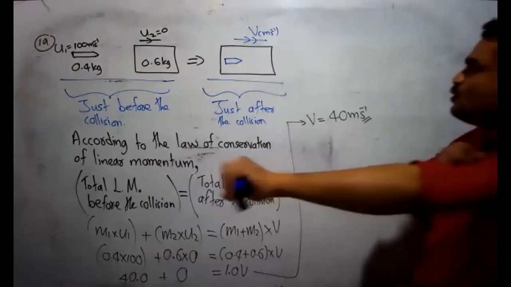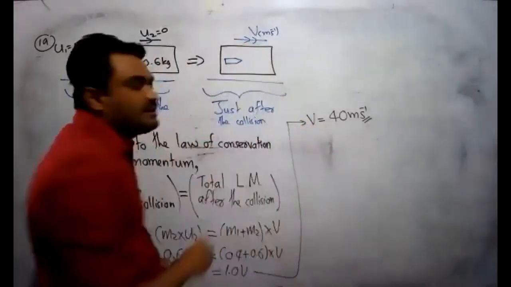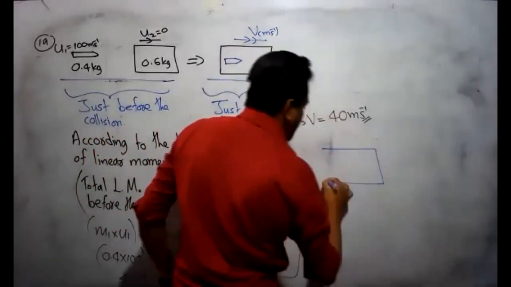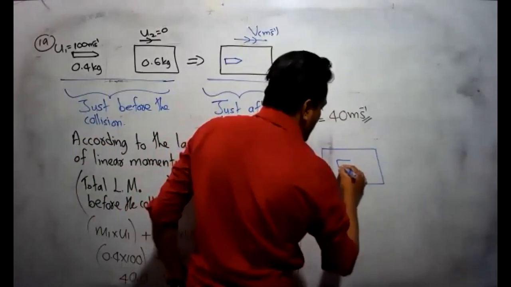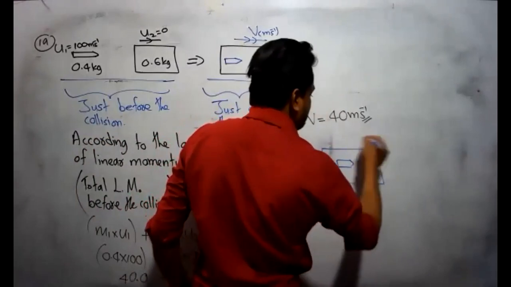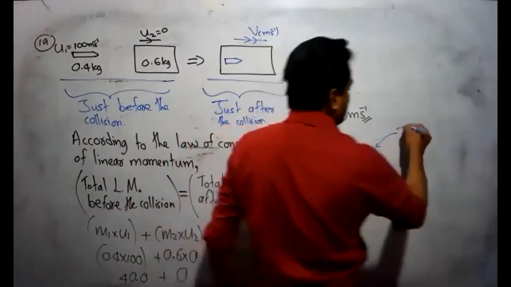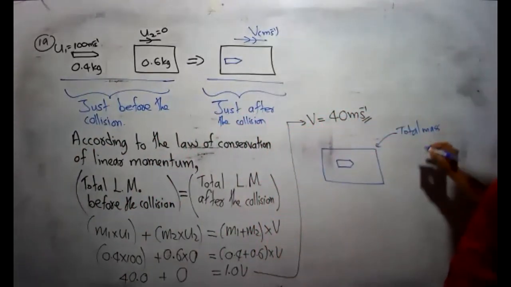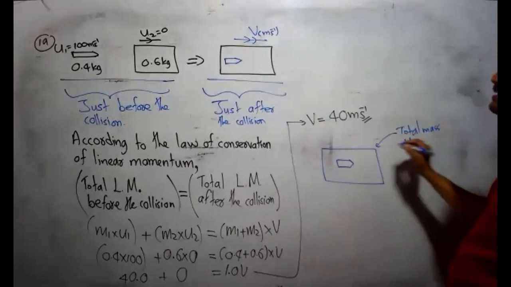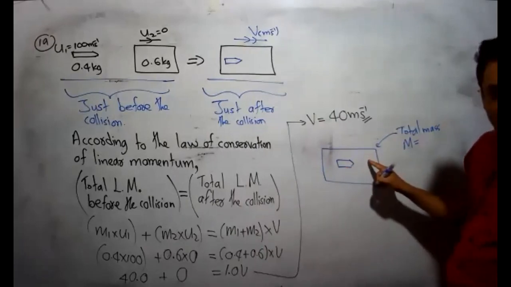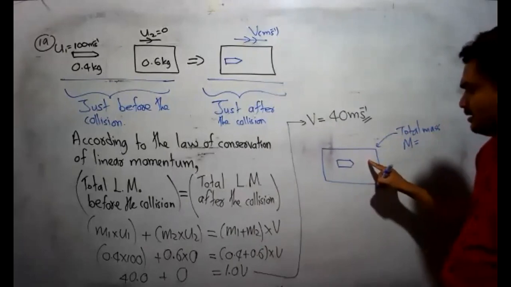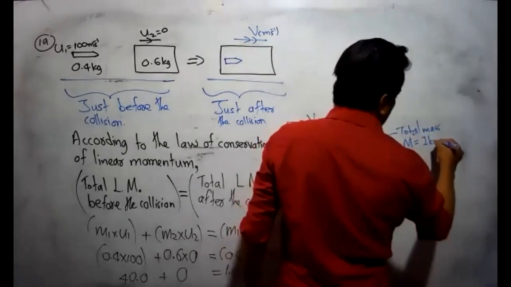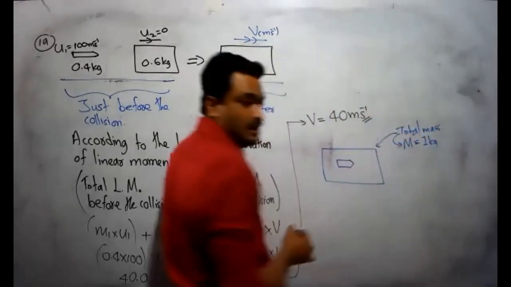Right, after that they have asked the friction force acting on the block after the collision. So let me draw it here. If we draw this one, what is the total mass there? Total mass, capital M, is 1 kilogram. Yes, total mass is 1 kilogram.